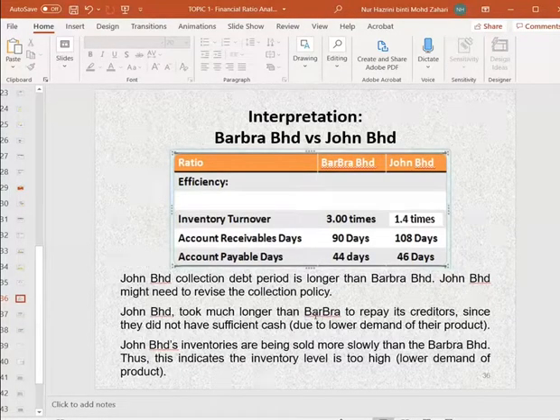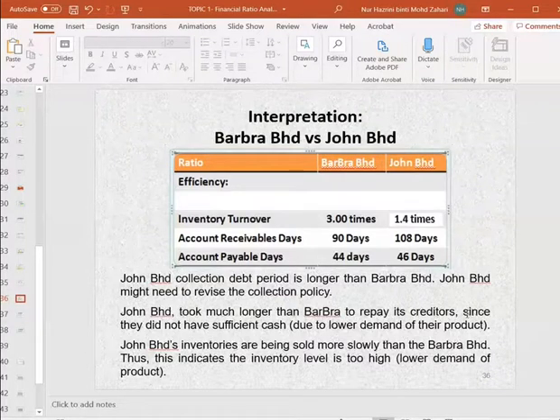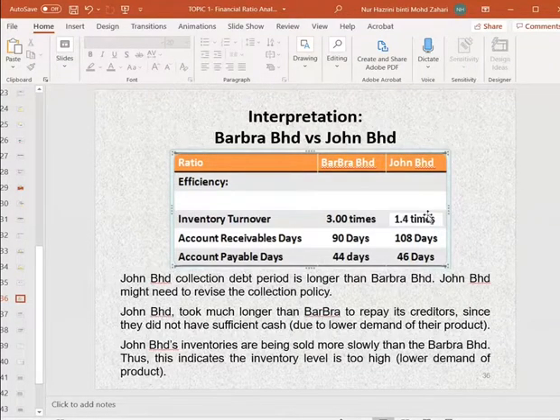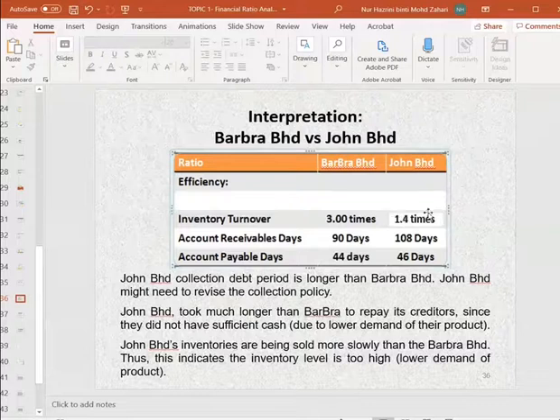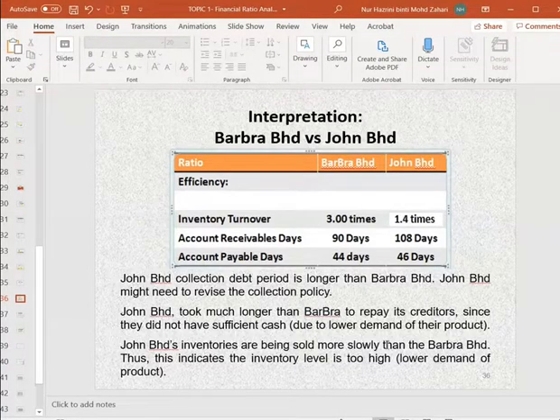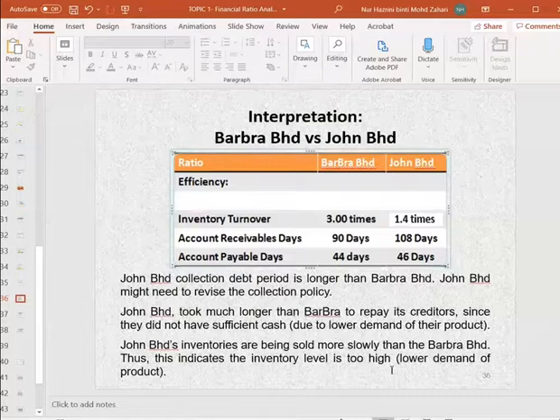John Berhad took much longer than Barbara to pay its creditors, since they did not have sufficient cash. It may be due to lower demand for their product. You can see here also that the inventory turnover for John Berhad is slower, so we can use that as our reason. John Berhad's inventories are being sold more slowly than Barbara's. Thus, this indicates the inventory level is too high, so there is lower demand for products. So you can say that John Berhad might need to revise their marketing strategy.